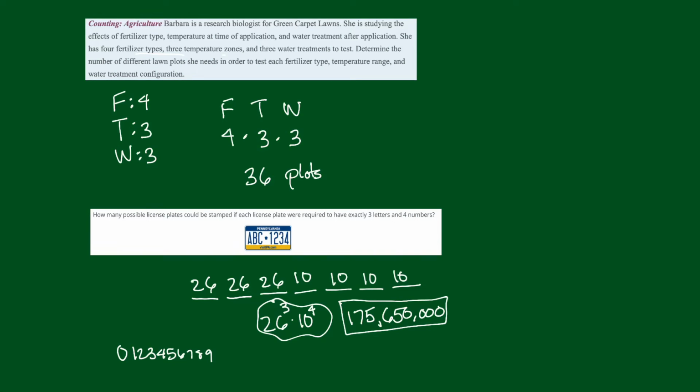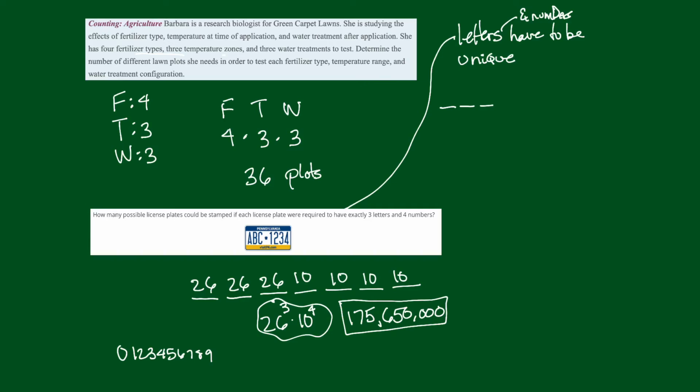Here's another example. What if the letters have to be unique? Well, let's say letters and numbers, right? So no repetitions. You can't have the same letters and you can't have the same numbers. So it's still got 7 decisions: 1, 2, 3, 4, 5, 6, 7.